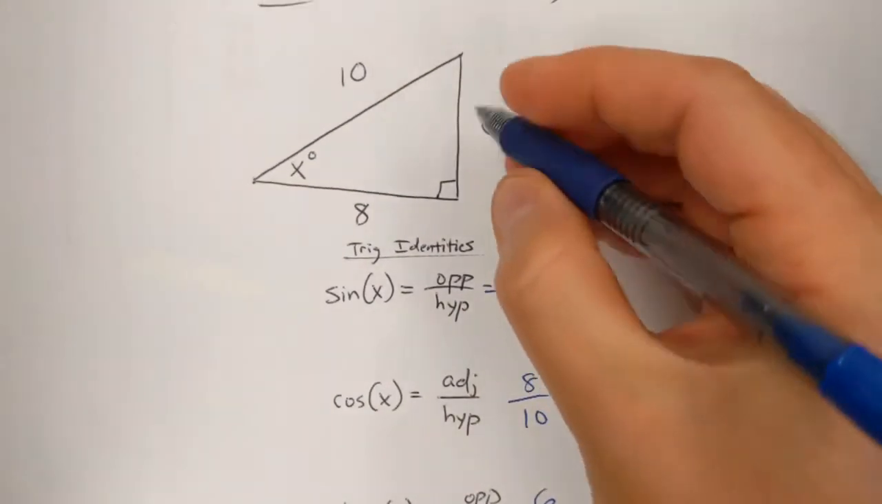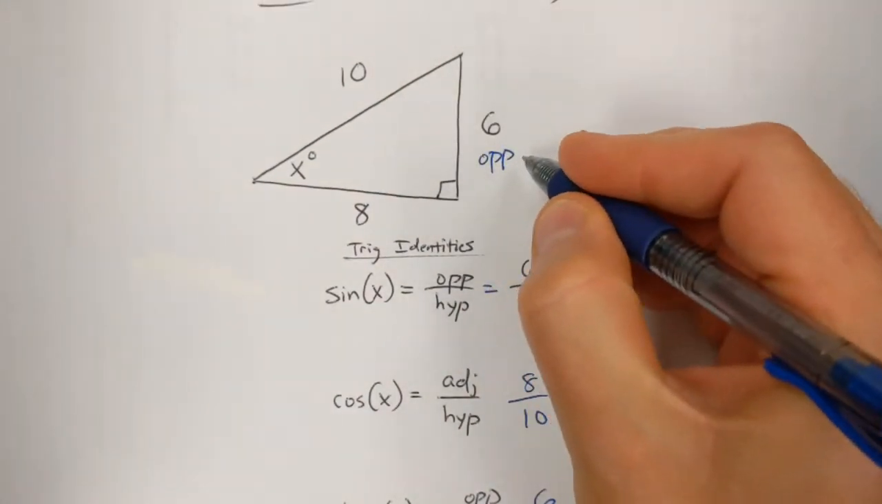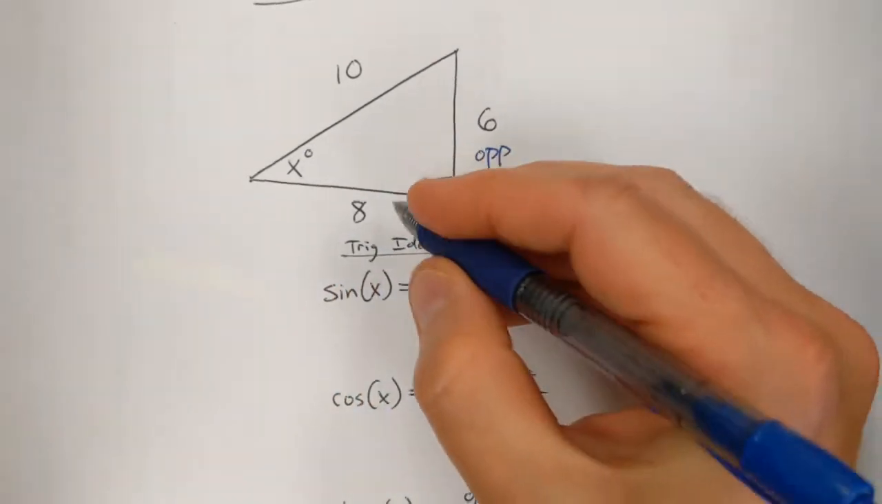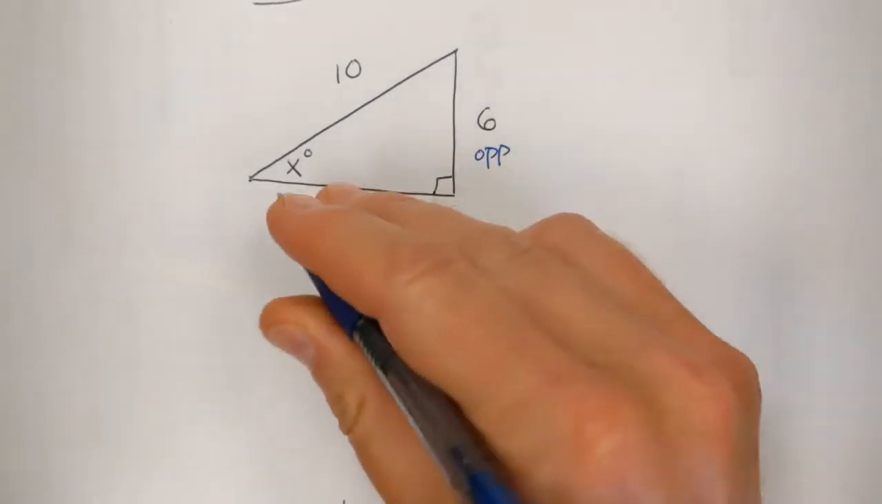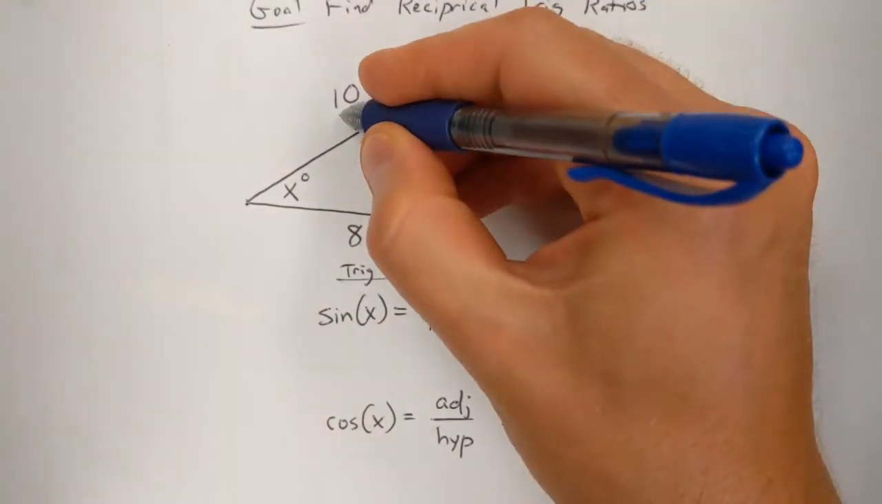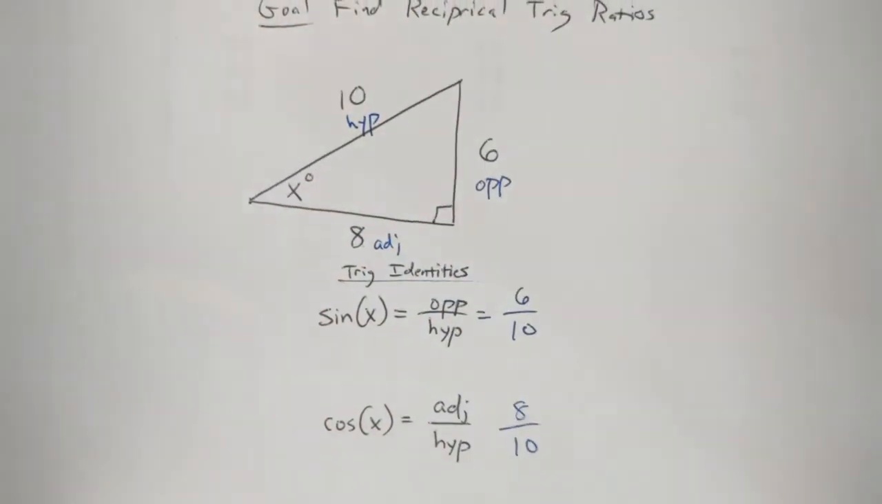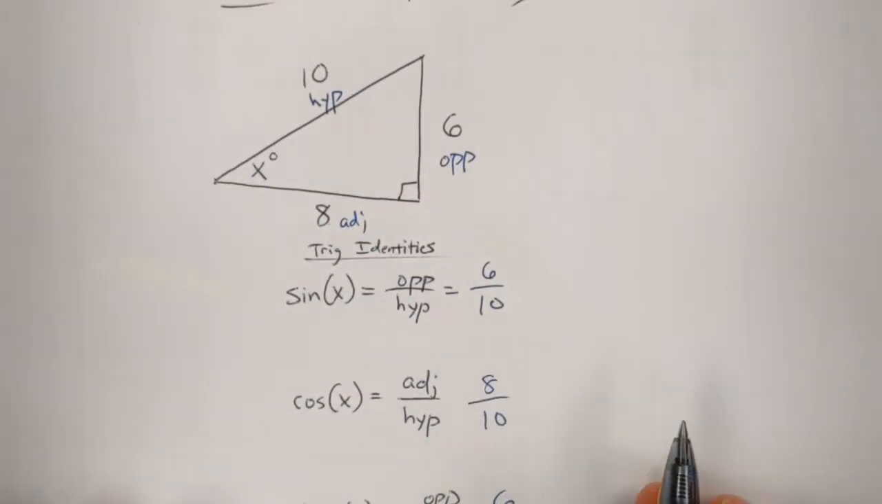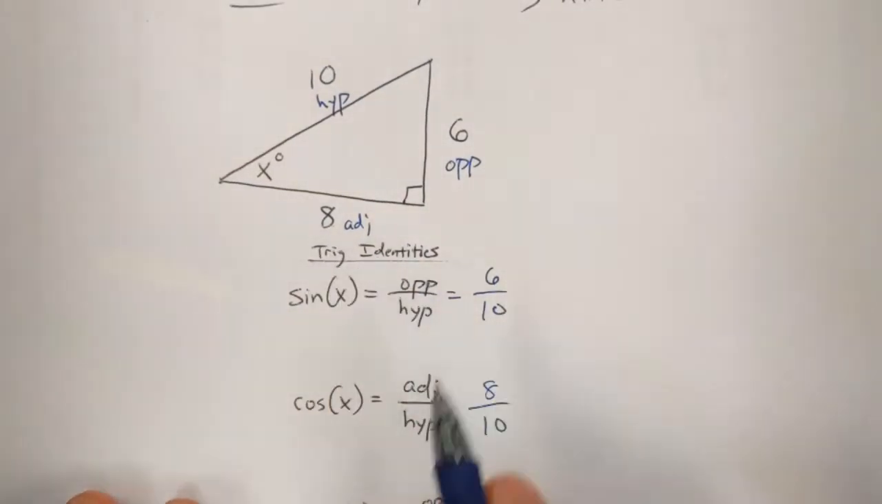Right, because we have our opposite leg. This leg is opposite of the featured angle x. This leg is adjacent to the featured angle x. This is the hypotenuse, of course. So we're good with these. We know these. This is SOHCAHTOA. These are the original 3 trig identities.